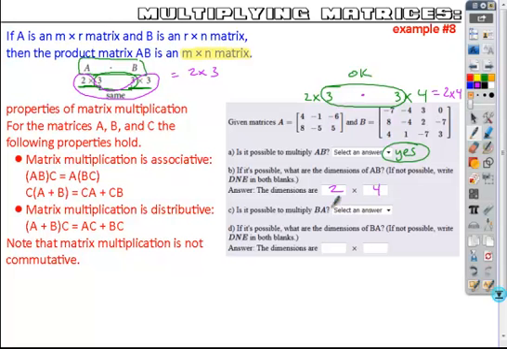Okay, but what about B times A? Is it possible to take B, which is a 3 by 4, and multiply that by A? Again, notice that the letters switch order here. A, which is a 2 by 3. Are these inner dimensions the same? No, so this one's not possible. And so, you don't even need to worry about this. If not possible, you would need to put "does not exist" in those entry fields.